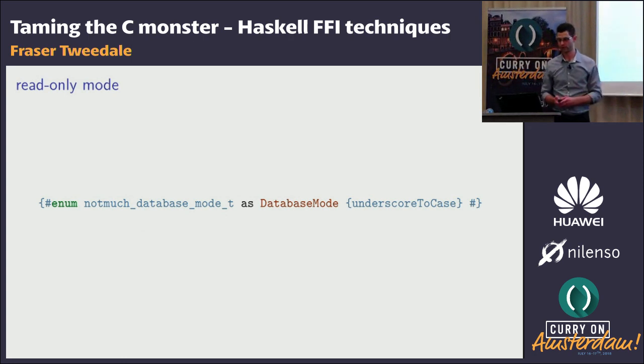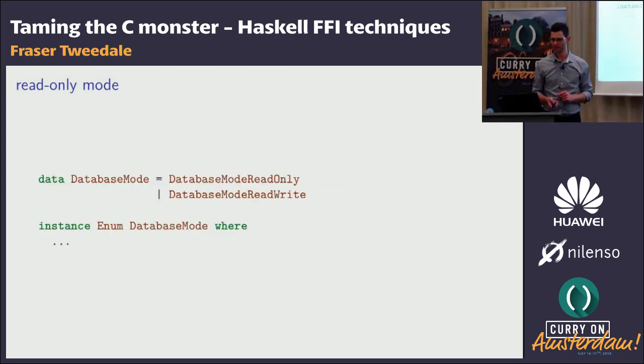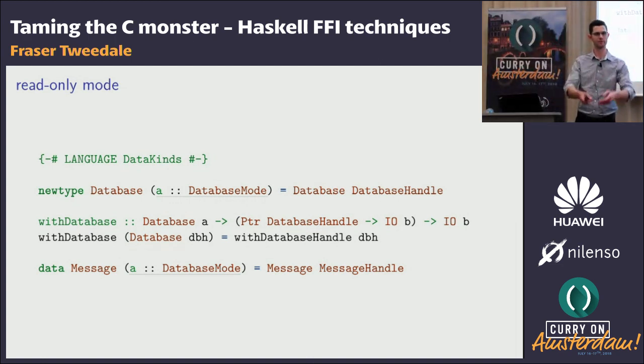So we have an enum hook to give us a database mode type. I don't know if I included the actual definition, but there's Not Much status read-only database and Not Much status read-write database are the two members of that enum. So that gives us this data type and the corresponding enum instance. Then we can use data kinds and now parameterize a new type called database over the database mode. And with the messages and threads and the other derived objects, we propagate this phantom type information along.